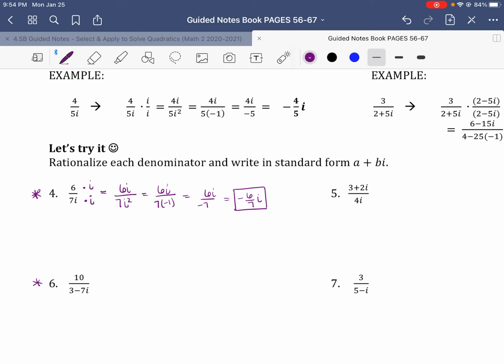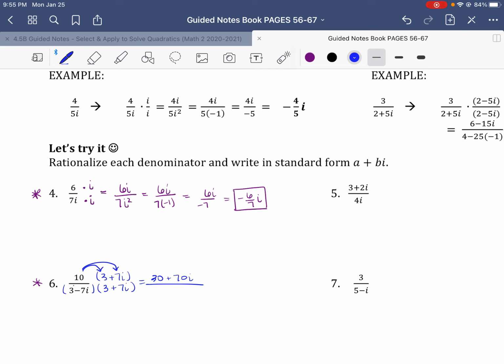Let's look at number 6 on here. So again, number 6 now has a binomial in the bottom. We've got 10 in the numerator, 3 minus 7i on the bottom. So to get rid of a binomial, we want to multiply it by its conjugate. So remember, its conjugate is the same binomial but opposite sign. And anything we multiply on the bottom also has to multiply on the top. So let's go ahead and distribute on the top. We have 10 times 3, which is 30, and 10 times 7i, which is going to be 70i.